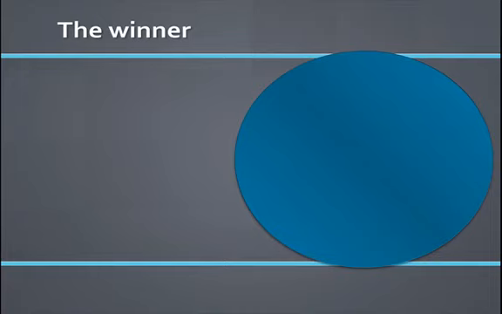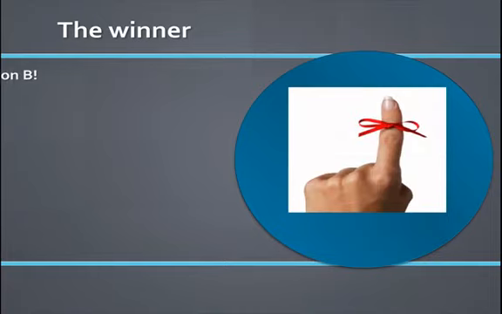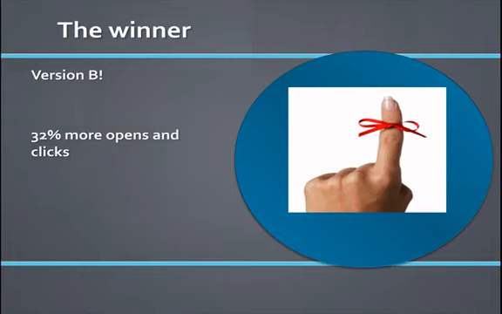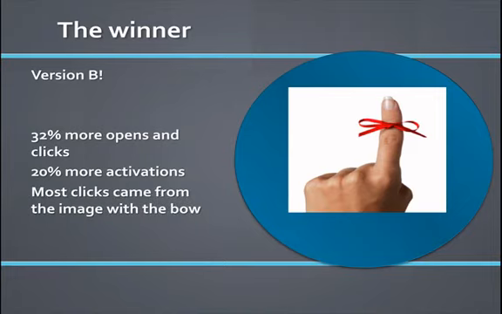So the winner was B. The one that did not have any type of offer had 32% more opens and clicks, 20% more activations, which is what we were looking for with this particular email, and the majority of the clicks came from this image right here. So this, again, was a surprise for us.